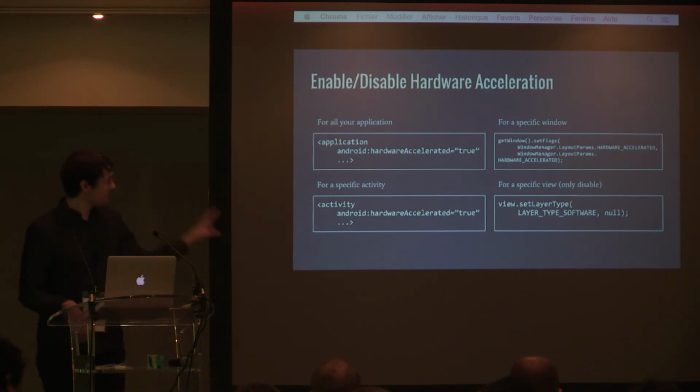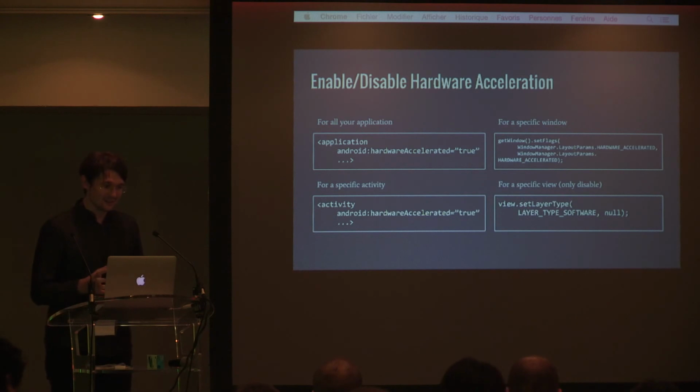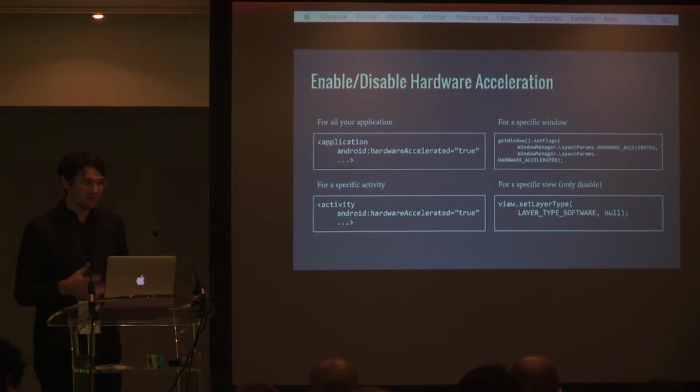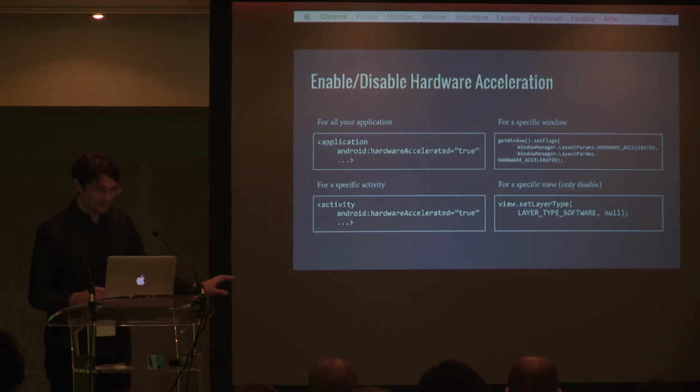The last one, to disable hardware acceleration on a view, is quite tricky, as LayerTypes are not only to disable hardware acceleration, they are doing other things that can hurt your performance. You need to know a bit about LayerType before trying to disable hardware acceleration using this method.